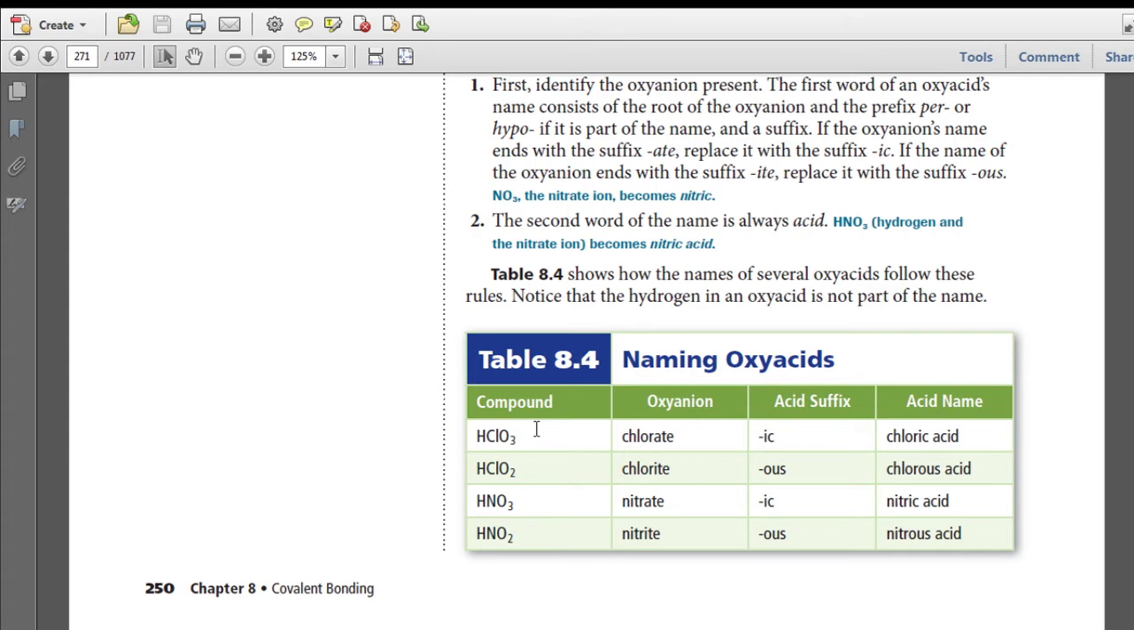Here is our chlorate anion. Because it ends in ate, it's going to get that suffix ic, and it becomes chloric acid. Same thing with chlorite, it ends in ite, so it gets that ous, and it becomes chlorous acid. And again, we can say perchloric acid or even hypochlorous acid.